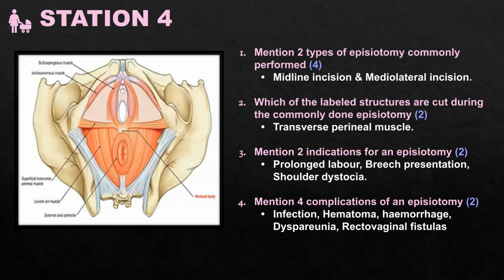Types of episiotomy. The 2 most common types are midline episiotomy, mediolateral episiotomy. Mediolateral episiotomy is often preferred because it reduces the risk of extension into the anal sphincter. Structures cut. The transverse perineal muscle is commonly divided during episiotomy. Other structures may include vaginal mucosa, perineal skin, perineal fascia.